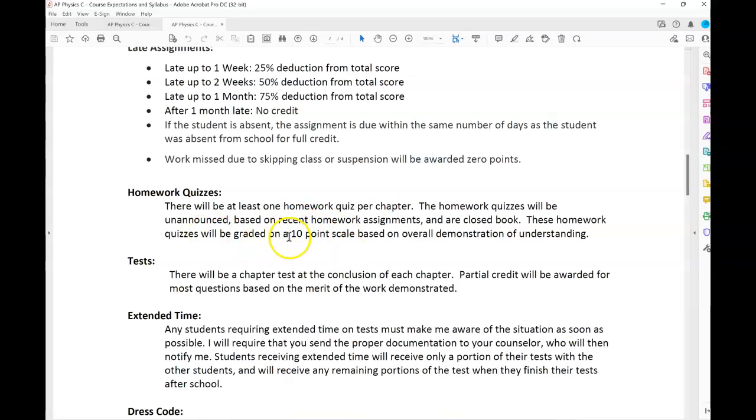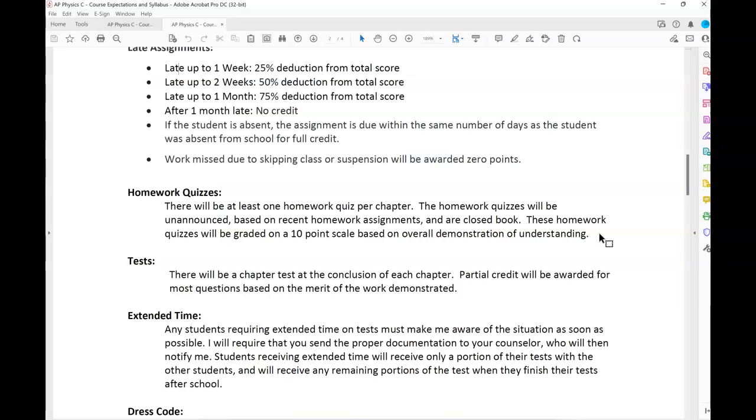I grade these on a 10-point scale based on overall demonstration of understanding. Homework quizzes are typically short, like 2 or 3 questions. If you get one question wrong, it doesn't mean you get like a 67%. It matters how you got it wrong. So if you got it wrong because you dropped a negative sign, it's a 9 or a 10. You did A work, right? You made a mistake that was unrelated to mathematics. You just made a transcription error.